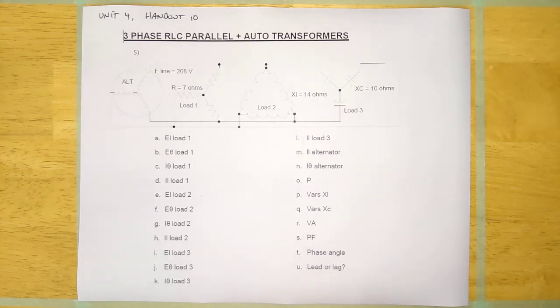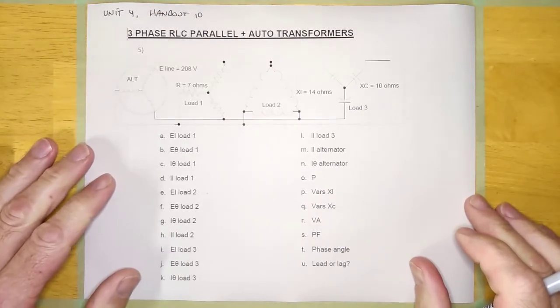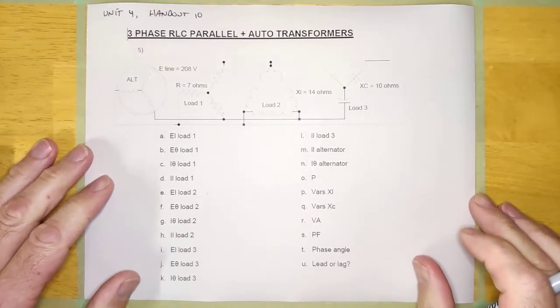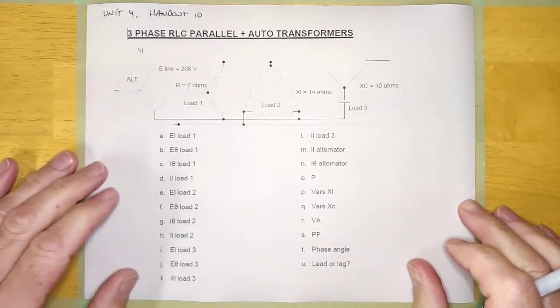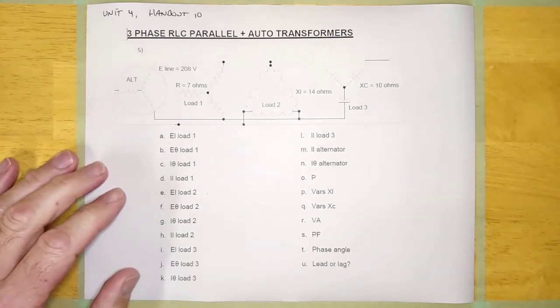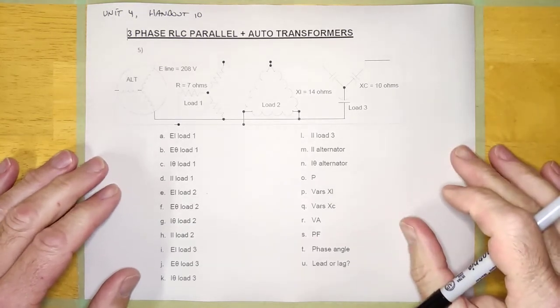Okay, guys, welcome back. We're going to take up a homework question. This is Unit 4, Handout 10. You'll notice that the handout starts with an autotransformer, and then the rest of the questions on it are RLC parallel three-phase. The autotransformer is just for fun in there.